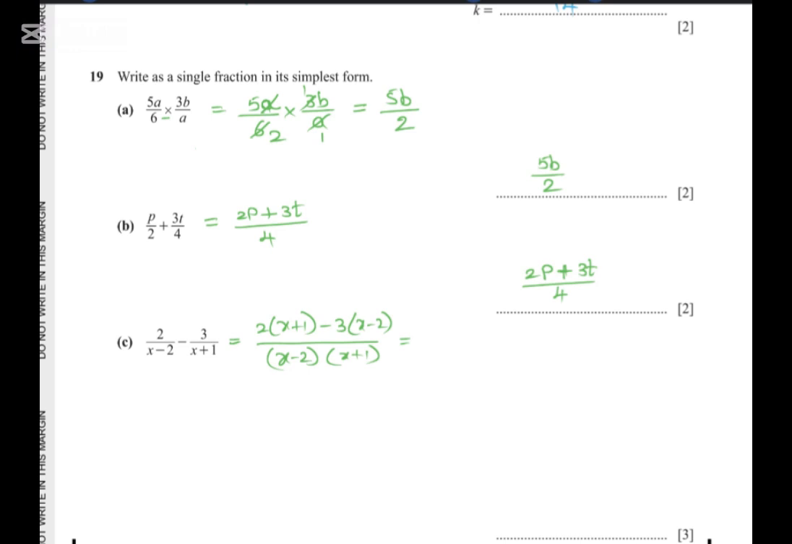This will be 2 into x is 2x, 2 into 1 is 2, minus 3 into x is minus 3x, that is negative 3 into x. Then negative 3 into negative 2 is plus 6, by x minus 2 into x plus 1. So 2x minus 3x is minus x in the like terms, and 2 plus 6 is 8, by x minus 2 into x plus 1. So this can be written as 8 minus x by x minus 2 into x plus 1. This is the answer.